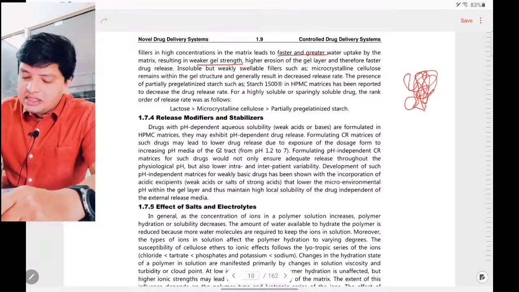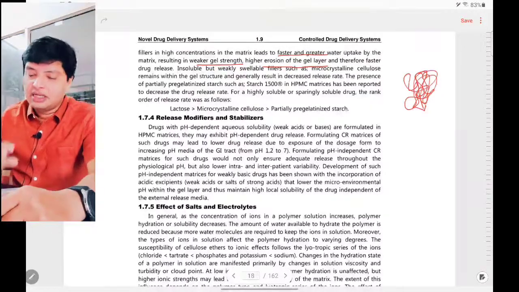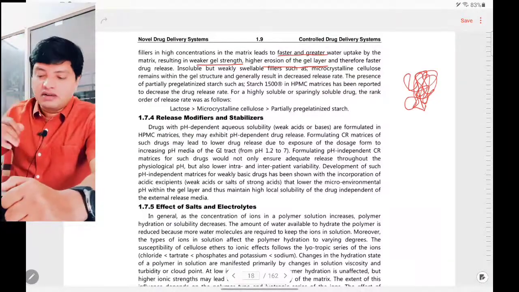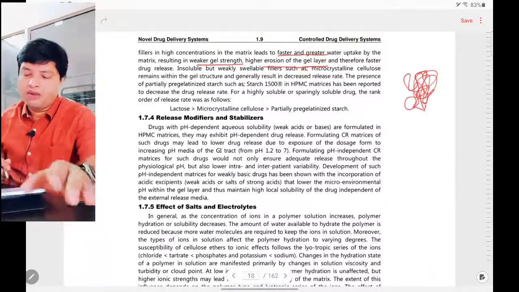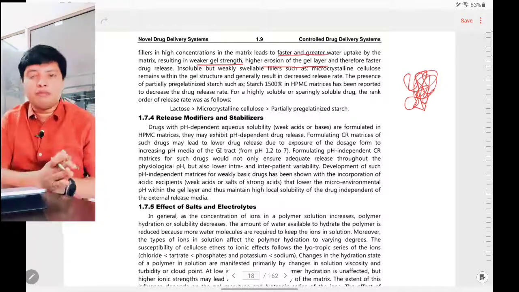Then it will decrease the gel strength and increase the erosion of the gel layer. Both will lead to immediate release of the drug, compared to which we are controlling the release. So avoid this.